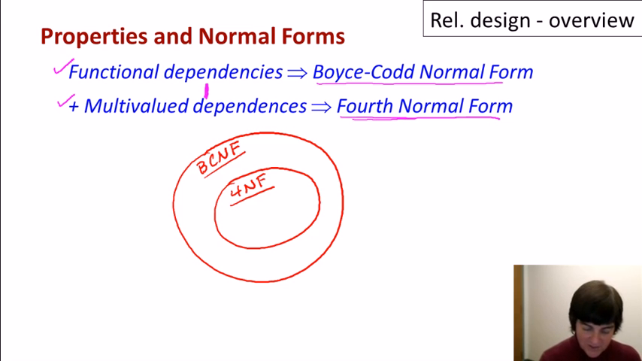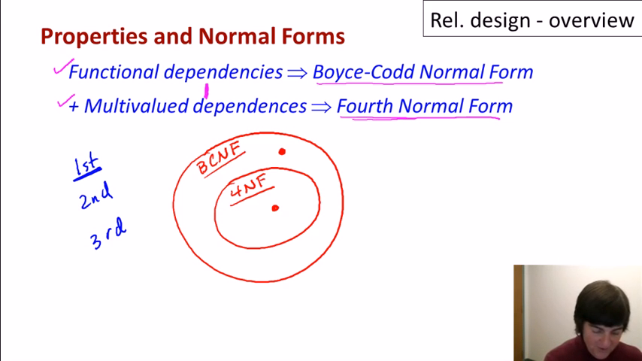So every relation that's in fourth normal form is also in Boyce-Codd normal form, but not vice versa. Now you might be wondering what happened to first, second, and third normal forms. First normal form is pretty much just a specification that relations are real relations with atomic values in each cell. Second normal form is specifying something about the way relations are structured with respect to their keys.